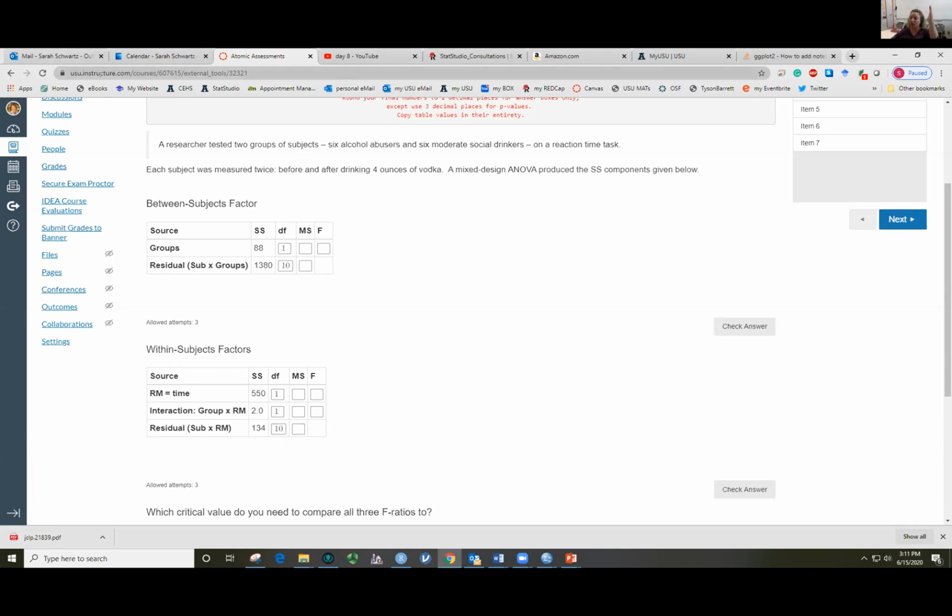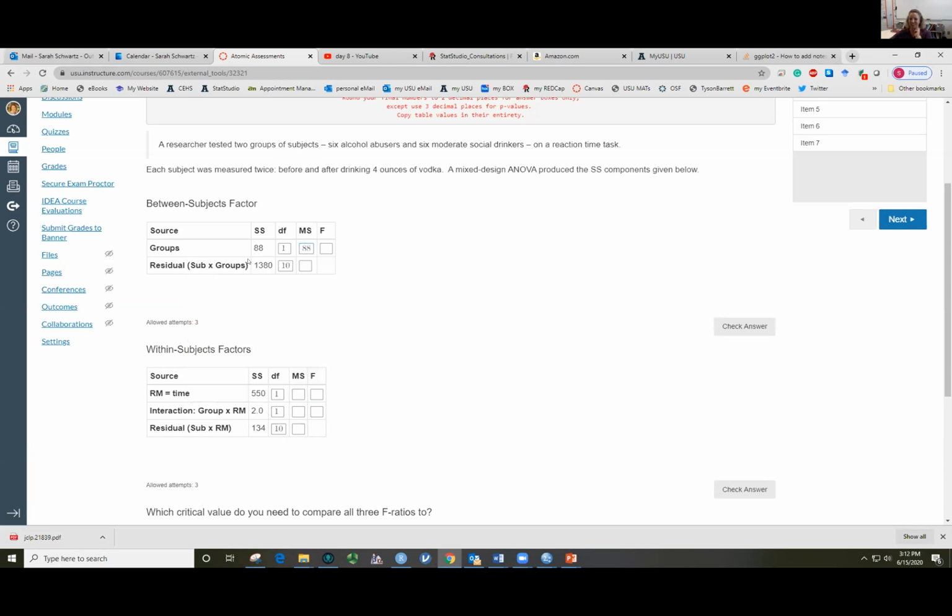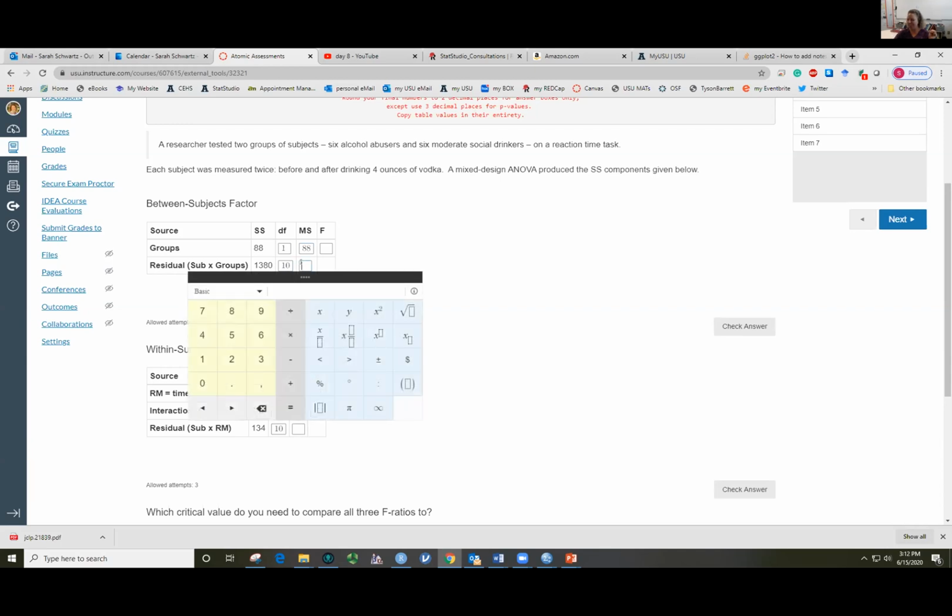Okay. So we were given the sum of squared. We just figured out the degrees of freedom. How do we get the next column, the mean sum of squareds? You just divide. So this SS by degrees of freedom. So 88 divided by 1. I like this math. Next one. 1380 divided by 10. 138. I like this math.